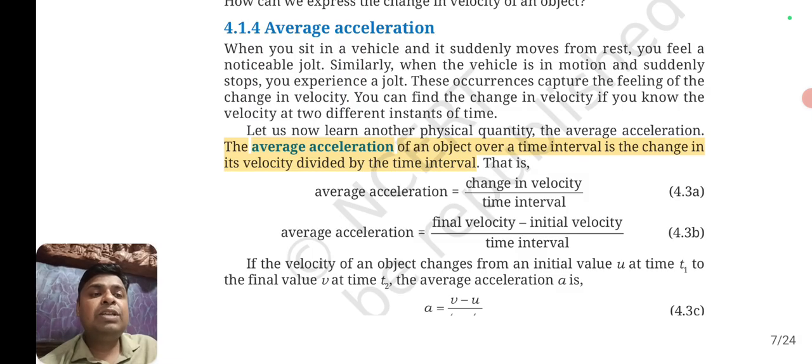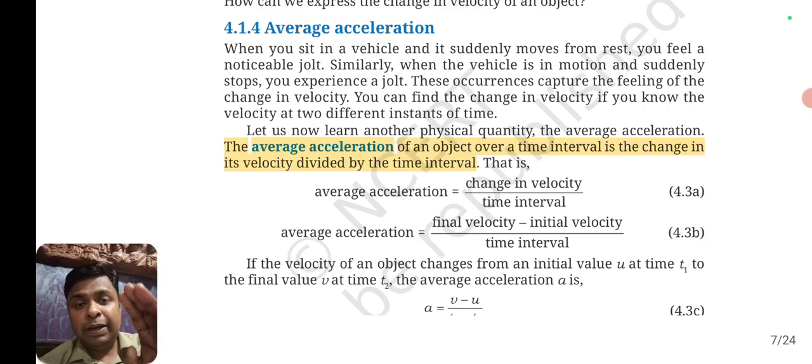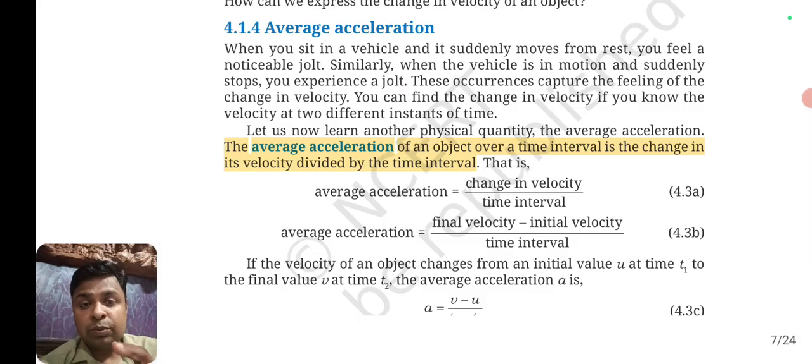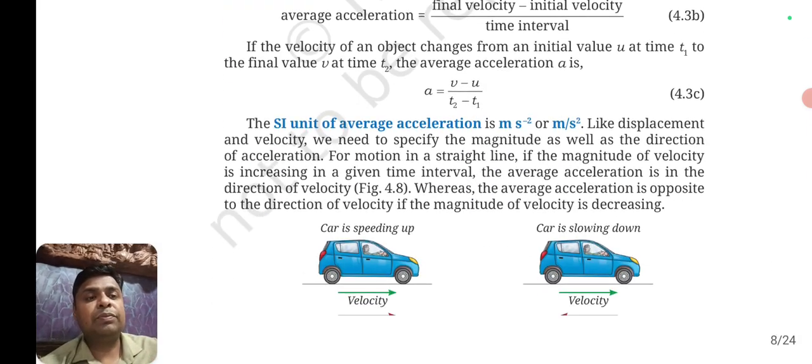Now what is average acceleration? Change in velocity upon time interval. Final minus initial upon time interval. That is average acceleration. So if you increase your speed, that is acceleration. You decrease your speed, that is also acceleration. Positive and negative acceleration.